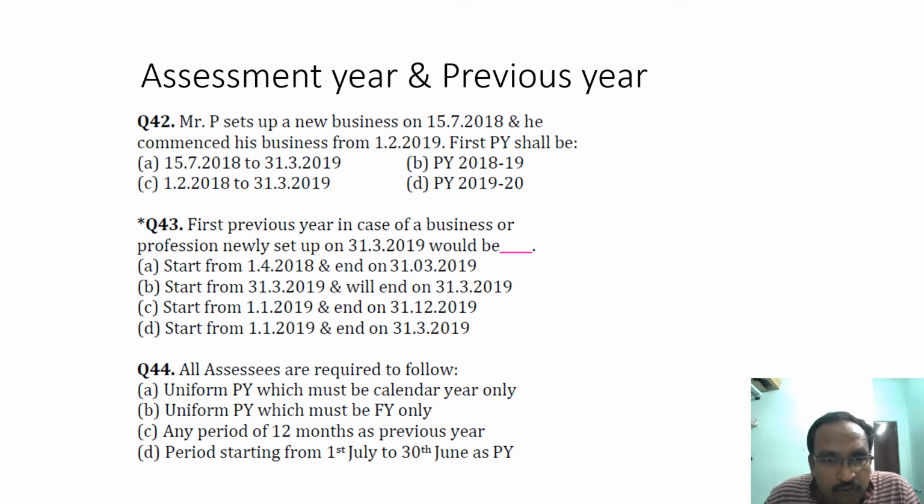All assessees are required to follow a uniform previous year which must be calendar year only; or uniform previous year which must be financial year only; or any period of 12 months as a previous year; or period starting from 1st July to 30th June. All assessees for income tax purposes should follow a uniform previous year, which must be the financial year. So B is correct.